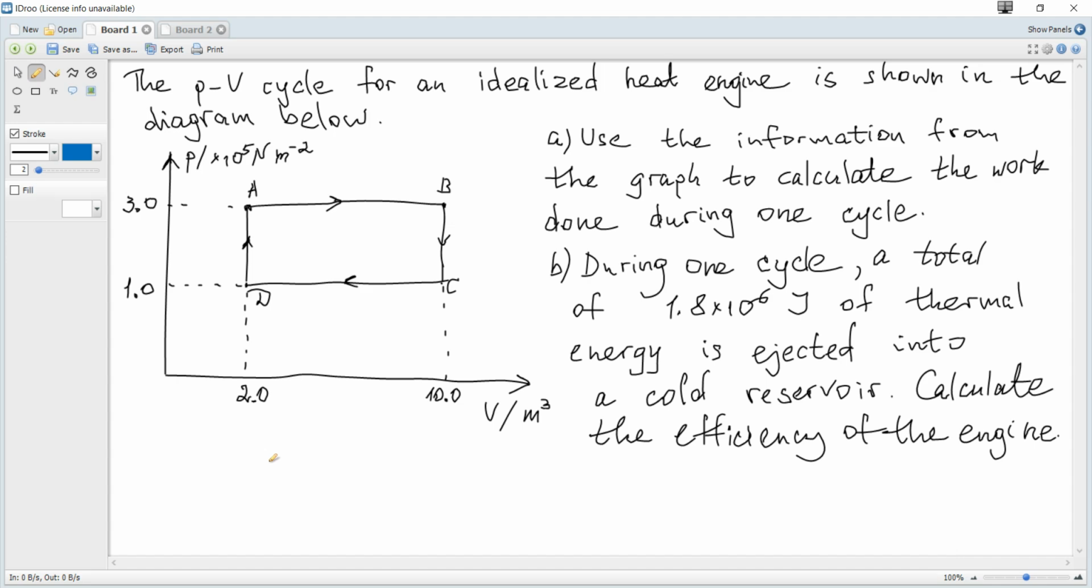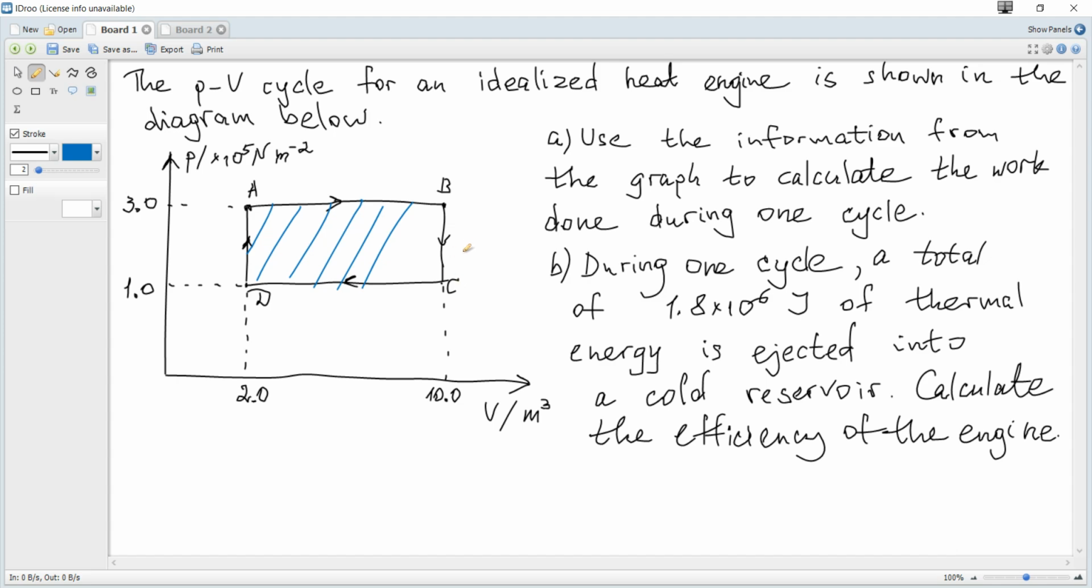The PV cycle for an idealized heat engine is shown in the diagram below. Question A. Use information from the graph to calculate the work done during one cycle. It's a useful work and it is equal to the area inside this closed curve.